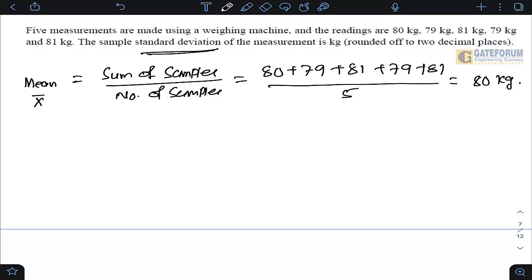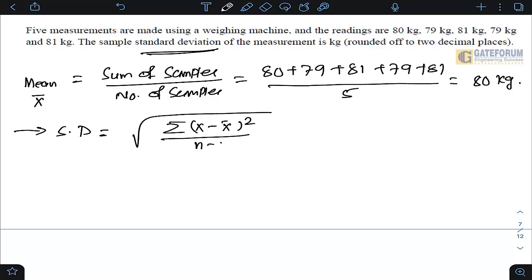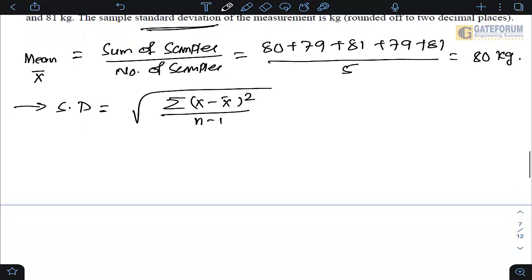Then the standard deviation, students, is given by the well-known formula: square root of summation of (x minus x bar) whole square, divided by n minus 1. Because the number of samples is less than 20, we are taking n minus 1. If it had been greater than 20, we would have taken n. So we have to now solve this equation. That will give us the answer.